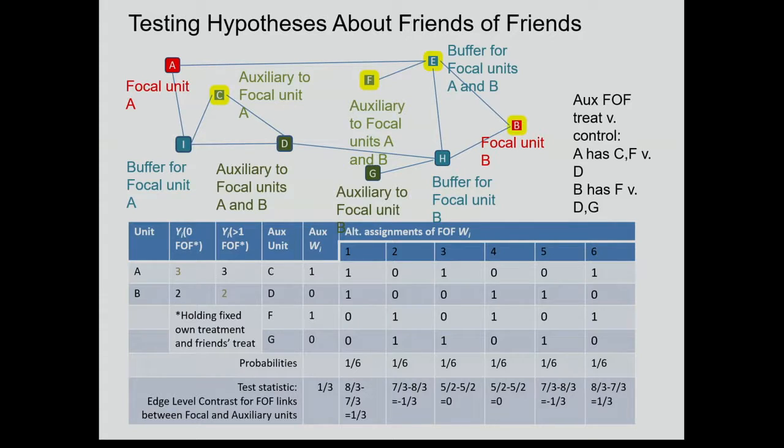So I can therefore construct an exact distribution of the test statistic, which looks at how outcomes change as a function of my friends of friends. And so using this, without taking asymptotics of a network, I can do valid statistical inference on whether or not friends of friends matter.